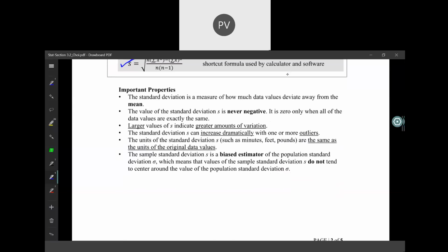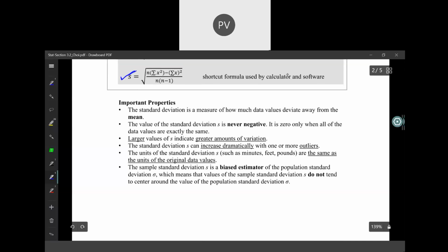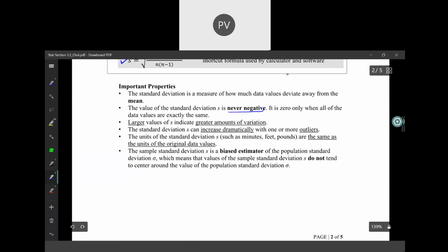It is not. If there is a presence of an outlier, then the value of the standard deviation will vary, so it is not resistant. That is one property, and it is never negative.